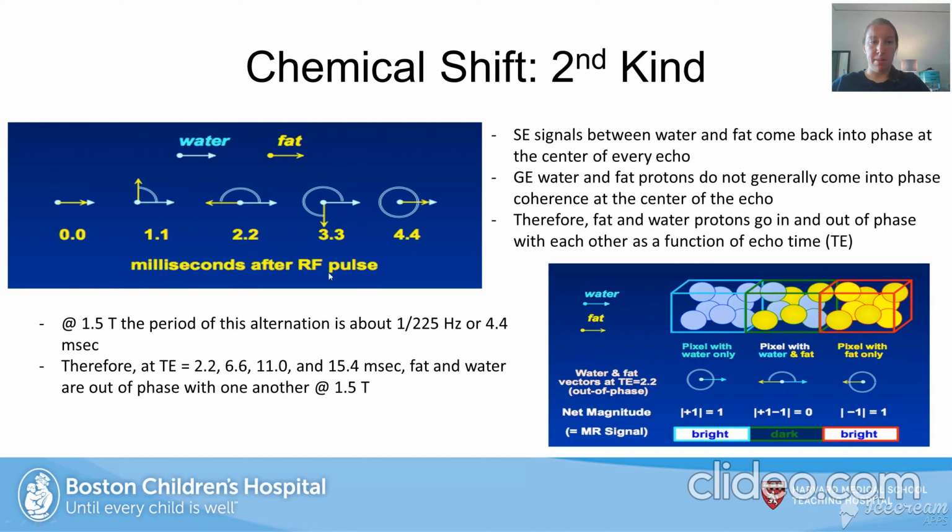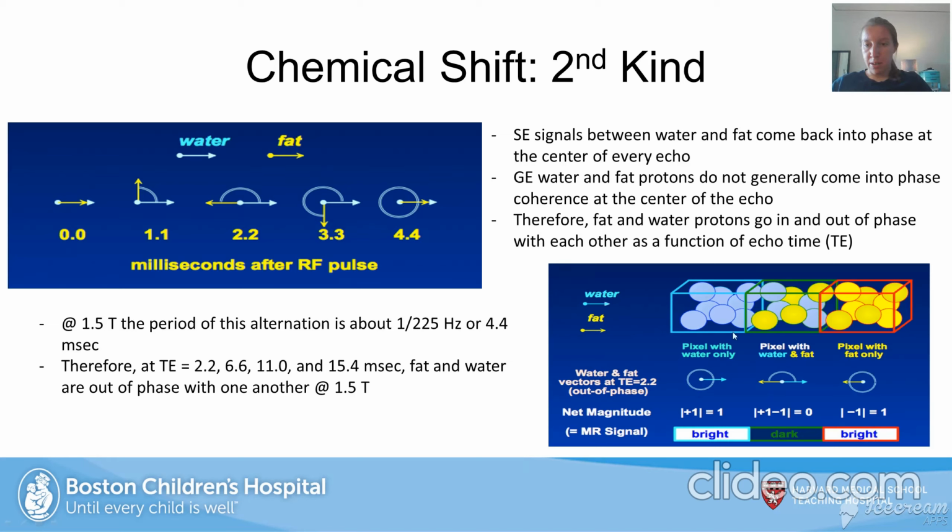So if we look at this image here, just to give us an idea, this is the time after the RF pulse. We've tipped the water and fat protons 90 degrees. Now we're just watching them start to dephase, and water and fat will dephase at a slightly different rate. So at 1.1 they'll start to be about 90 degrees out of phase with each other, and then at 2.2 they'll be completely out of phase with each other, water and fat. And then at about 4.4 milliseconds they'll come back into phase with each other.